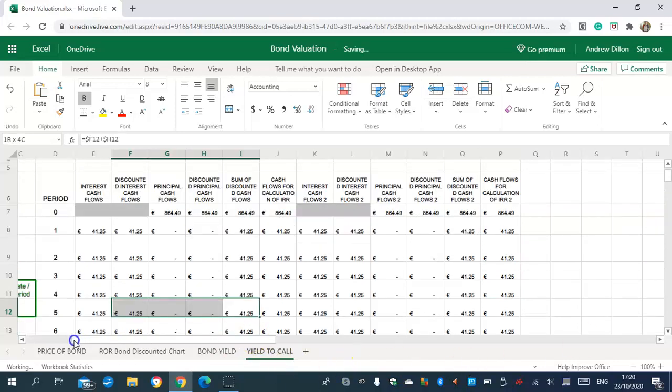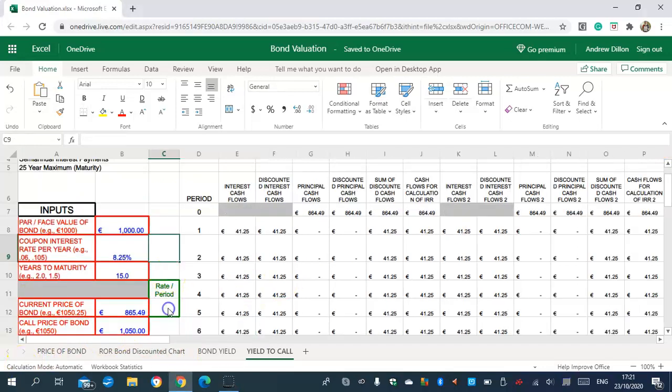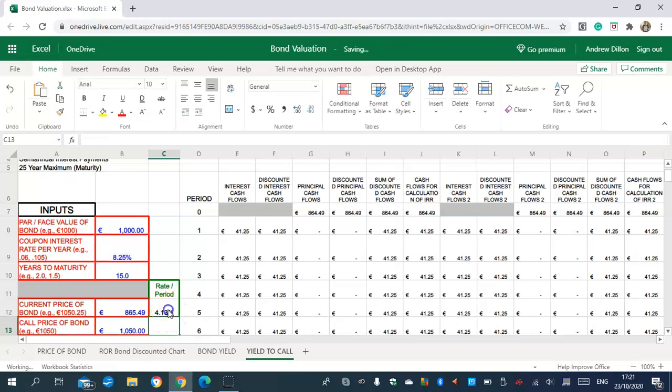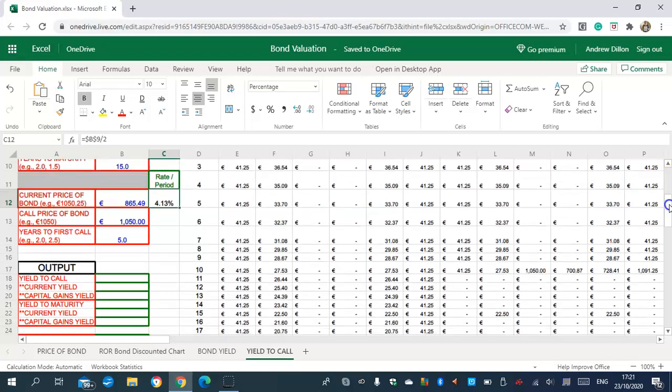Okay, let's go back to the left side. Here we have the rate period, so calculate the rate period. The answer is 4.13 thousand for the rate period. Yes, outputs for the output sheet.